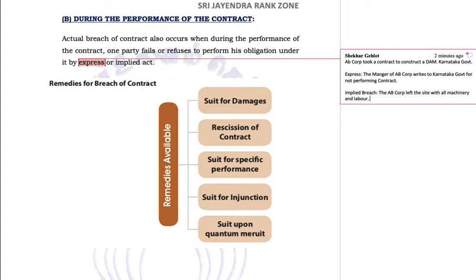Implied would be if AB Corp did not write to the Karnataka government, but instead left the site with all the machinery and the labor. Now, this is a breach of contract by an act. They are breaching the contract during performance by their behavior, by their actions. They are not talking, they are not expressly writing a letter. So this is an implied breach of contract.